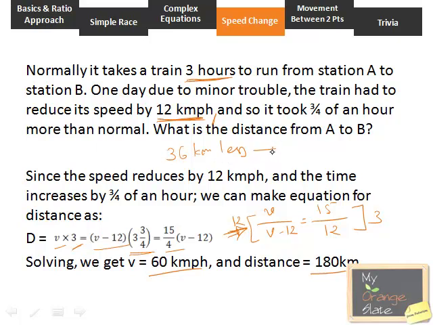Now this is the distance that train covers in 3/4 of an hour. So from this we get the reduced speed of the train as 48 km per hour, and thus the normal speed becomes 60 km per hour, 48 plus 12, and distance we get is 180 kilometers.